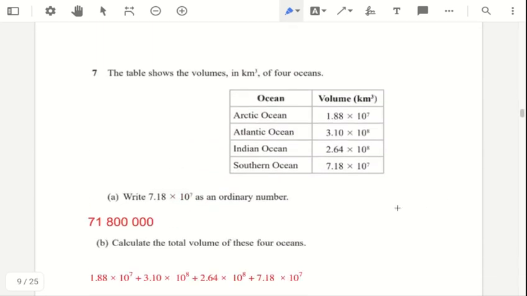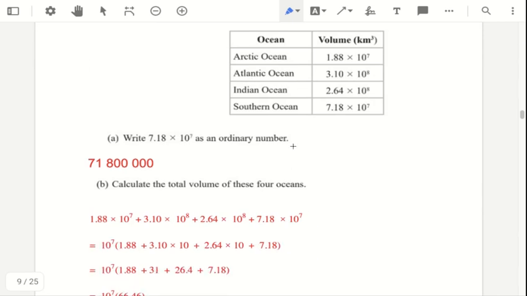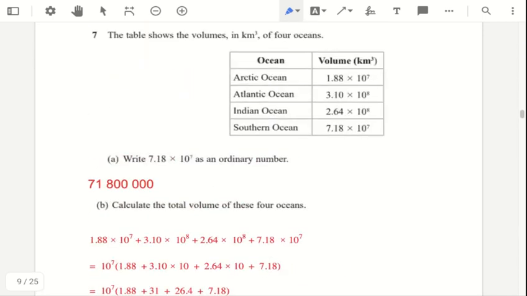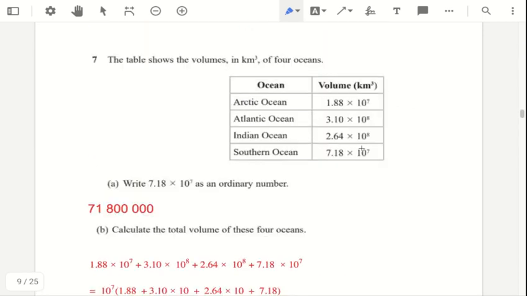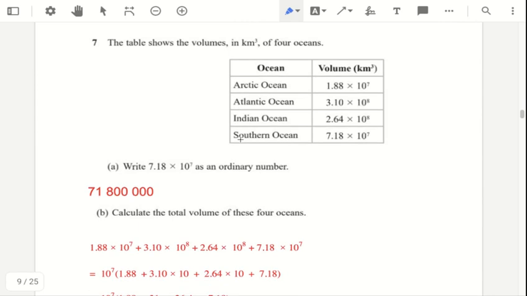Okay, question 7 here. So this is a standard form question. So you need to understand what all this means, multiplied by 10 to the power 7. What does it mean? Okay. So first question, very simple. They're asking you to write 7.18 multiplied by 10 to the power 7.